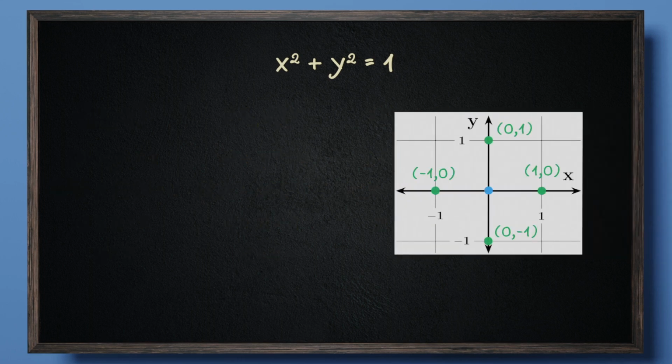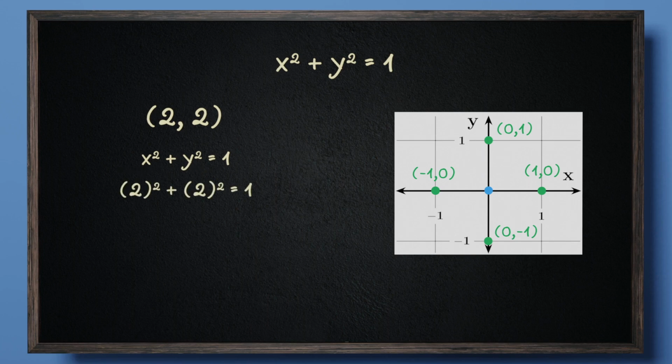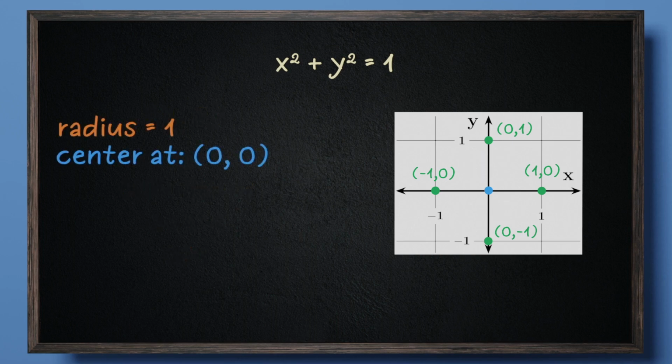What about a point that is clearly too far away from the center to be on the circle? How about the point (2, 2)? Well, plugging in 2 for x and 2 for y, we get 2² + 2² = 1. You could probably already see where this is going. 2² equals 4 in both instances, and 4 + 4 equals 8. 8 is not equal to 1, however, and therefore (2, 2) does not satisfy this equation, and the point is not on the circle.